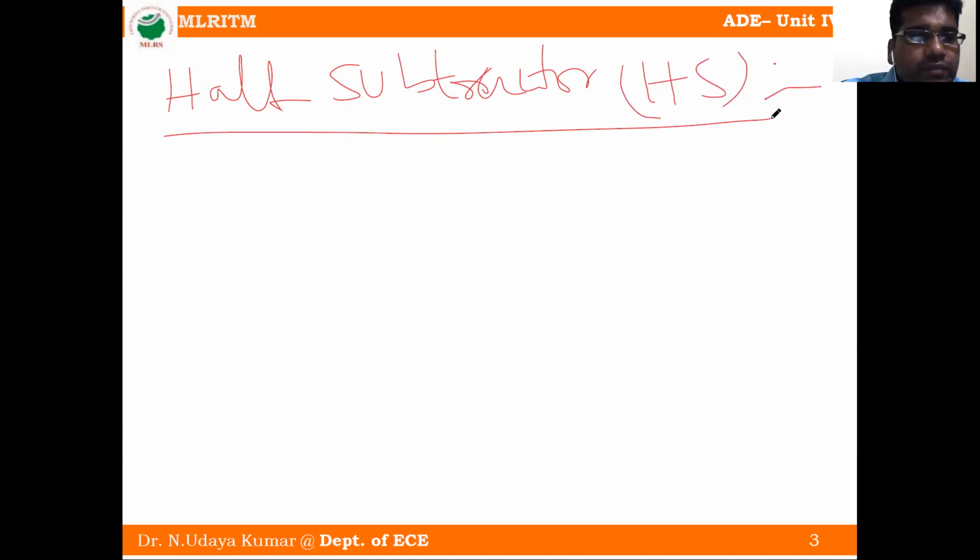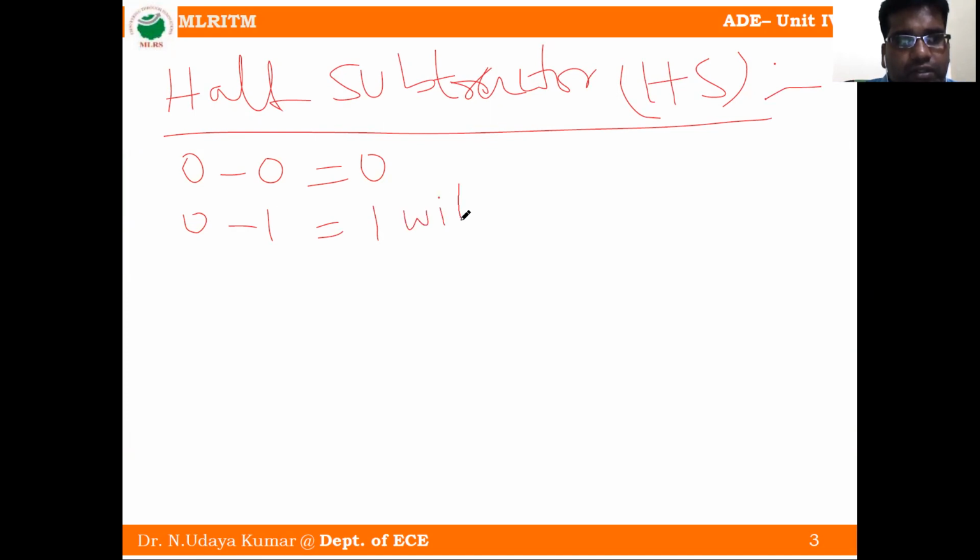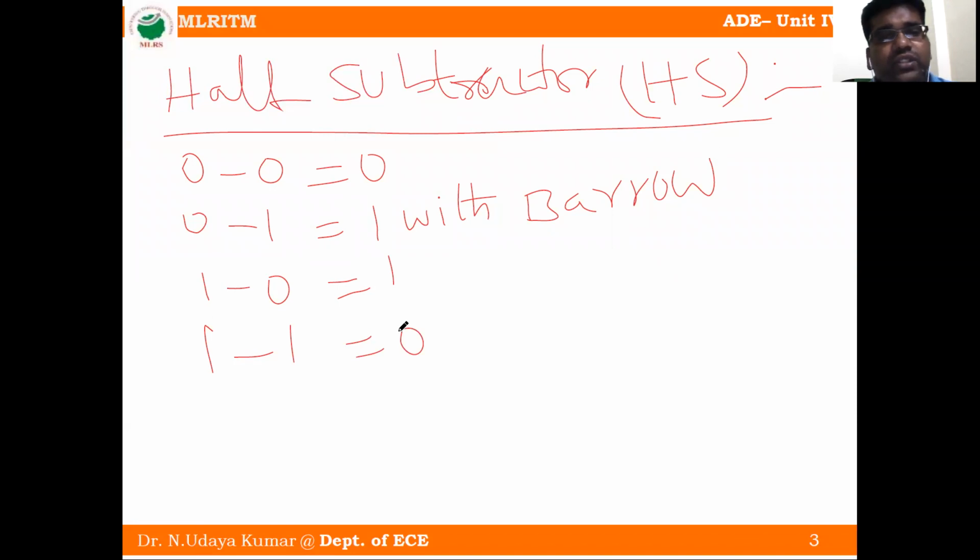So we know that 0 minus 0, how much? It is 0. 0 minus 1, how much? It is 1 with borrow. Similarly, 1 minus 0, it is 1. 1 minus 1, it is 0. So this is called half subtractor.